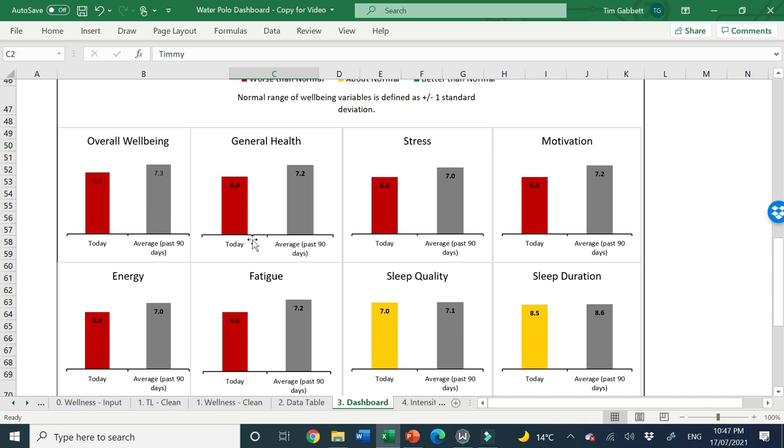So these are meaningful reductions in well-being, reductions in health and motivation, or increases in stress and fatigue. And equally, when we have an athlete who is tolerating the workload really well and is bouncing back really well, these bars will turn green, indicating that they're tolerating the workload really well.